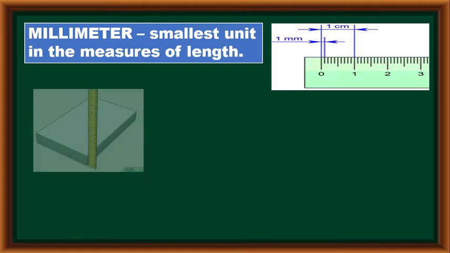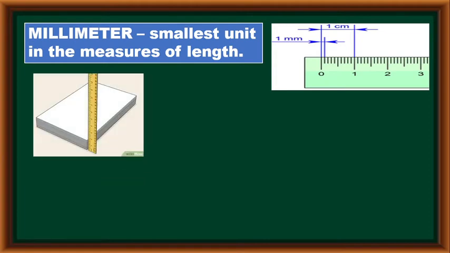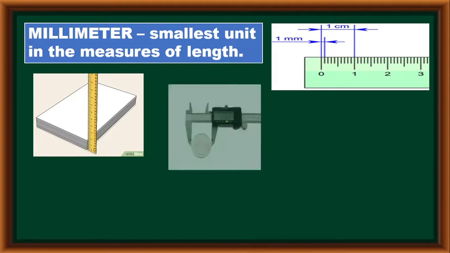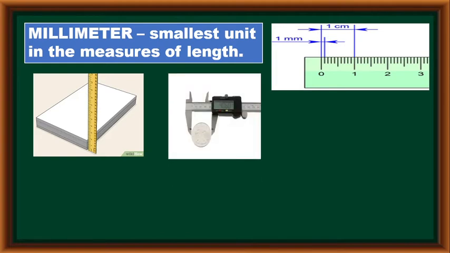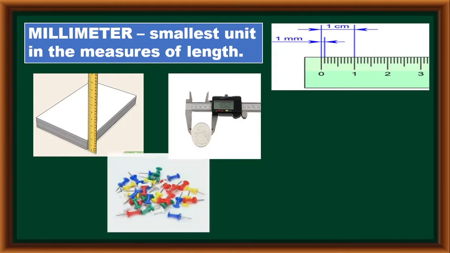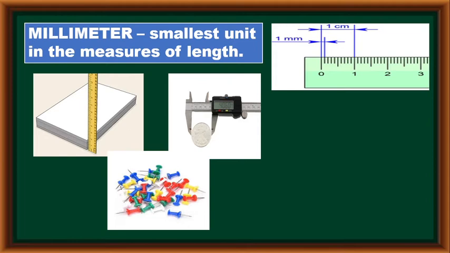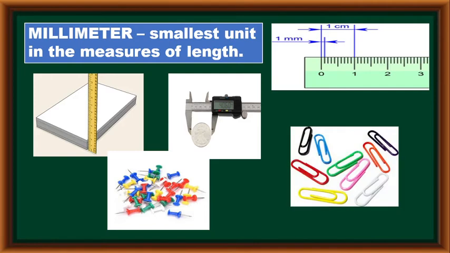Siyempre yung mga small objects just like yan, the thickness of a book. Gaano nga ba kakapal yung libro? So millimeter ang unit na pwede mong gamitin. We have also the diameter of a coin, millimeter. We have also the length of a pushpin. Okay, yung bilog niya, yung diameter ng head ng pushpin, pwede mong gamitan siya ng millimeter. And we have other examples of objects making use of millimeter as the unit. Okay, we have also paper clip.